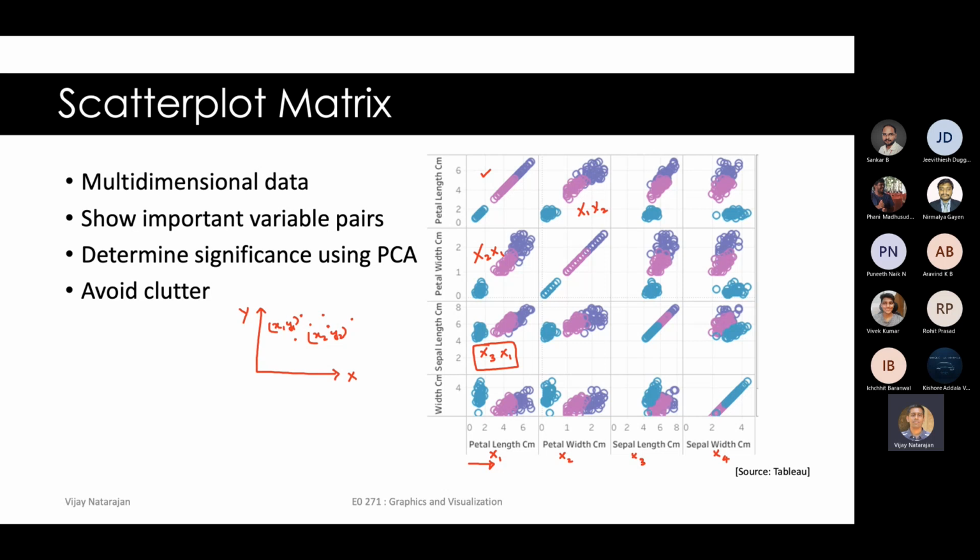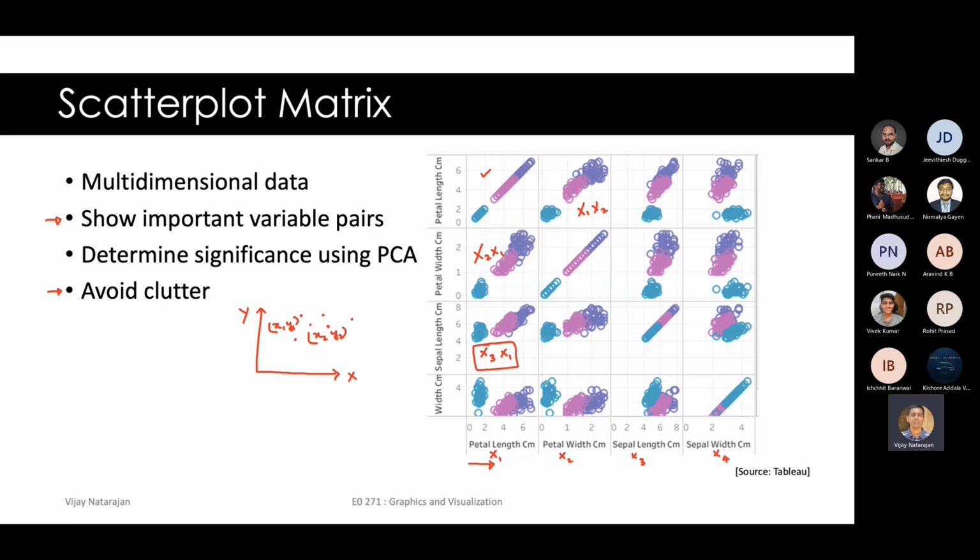Of course, as the number of dimensions increases, the matrix also becomes large in size. So you could identify important variables, maybe by doing some prior analysis, and then use them to populate your scatterplot matrix. This will avoid clutter and give you a neat visualization.